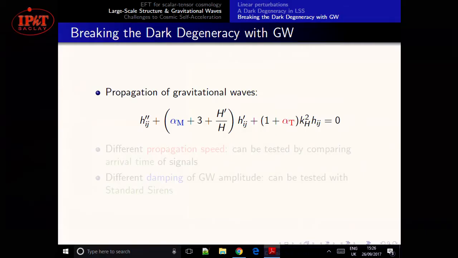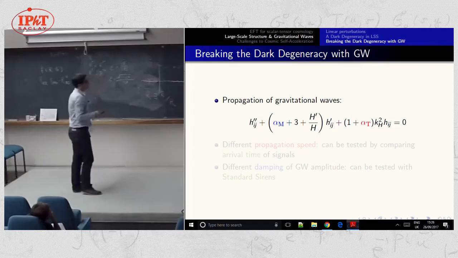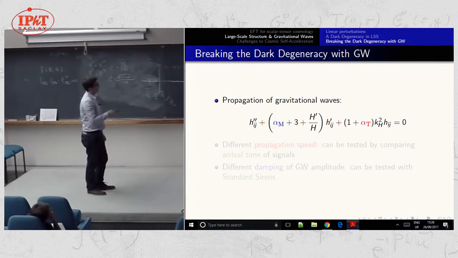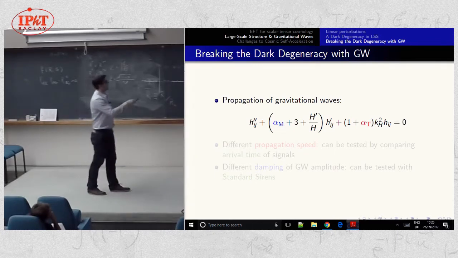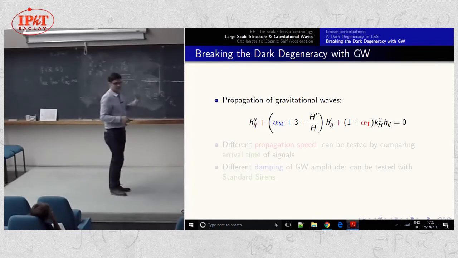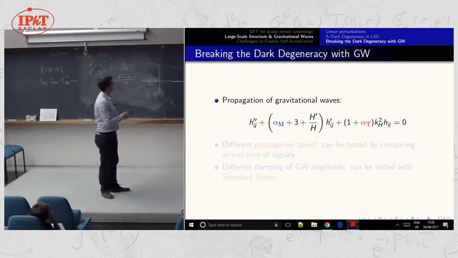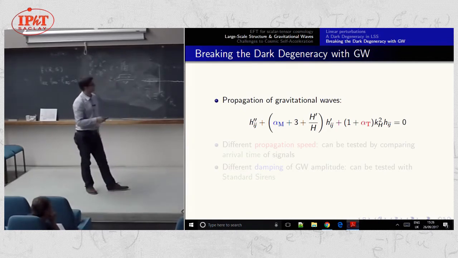But of course, from the first slide, you know you can break this degeneracy by considering gravitational waves. And there are two effects that you can see here in the propagation of the wave. One is an extra friction term that you get on top of the Hubble friction that changes the damping, so the way the amplitude of the gravitational wave decays with distance. And the other thing is, as I mentioned before, a change in the speed of the gravitational wave.